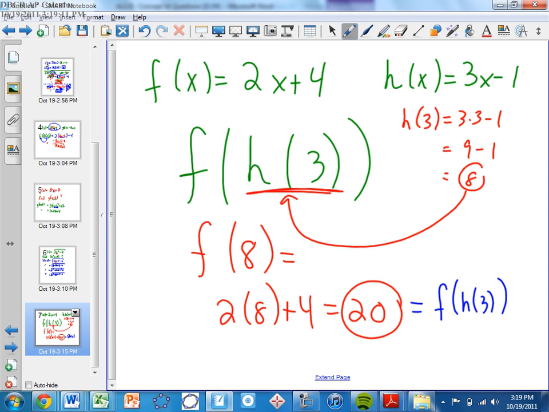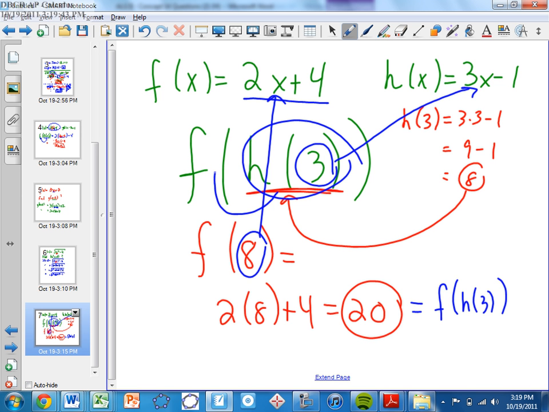Where did you get 4? Where did the 4 come from? Right up here. I took this 8, I plugged it in right up there. 2 times 8 is 16, plus the 4, bring that down. So you have to do H first. Guys, you gotta do H first here. Do H first, then move that out to the outside one. So 3x minus 1, that x is a 3, because that's what the 3 said right here. So this 3 went in up there. You got that answer, then took that answer and plugged it in up over here. Okay?